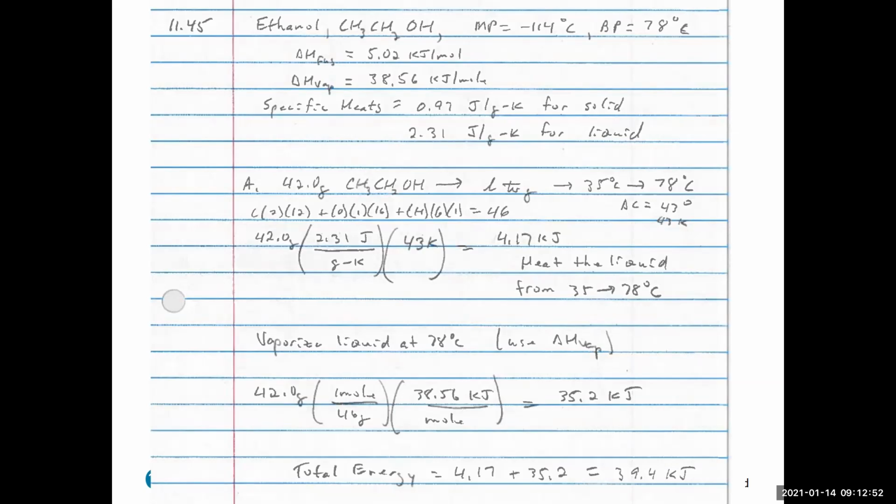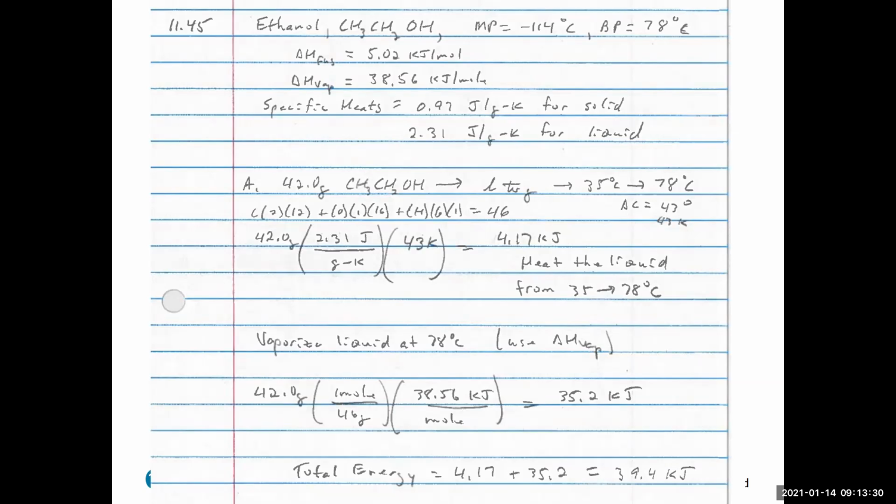Whether it's Kelvin or centigrade, it doesn't matter when it's a difference. The difference is the difference. So that's a 43 K difference. And then if we do the math, we would get 4.17 times 10 to the third joules. I've chosen to express it as kilojoules just because that's a little more normal to express this stuff. And so that tells us what it requires to heat the liquid from 35 to 78 degrees C.